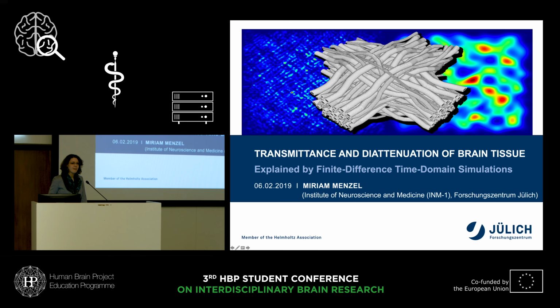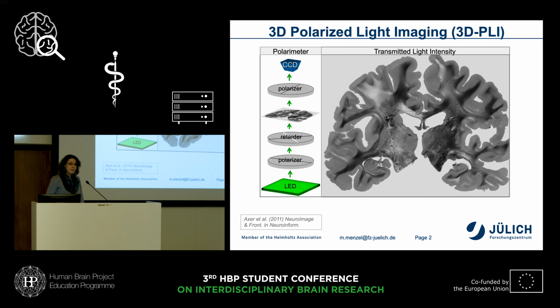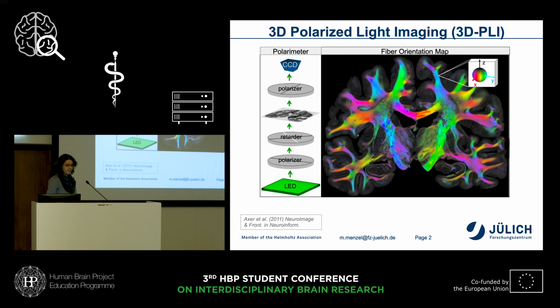Yeah, I'd like to present some results of my PhD thesis, where I used so-called finite-difference time domain simulations to explain effects that we observe in our microscopy measurements of brain tissue. So we use a microscopy technique called 3D polarized light imaging, or PLI in short, and here we place histological brain sections between a pair of cross-linear polarizers and a quarter wave retarder. And from the phase and the amplitude of the resulting signals, we extract the three-dimensional orientations of the nerve fibers, which are here encoded in different colors.